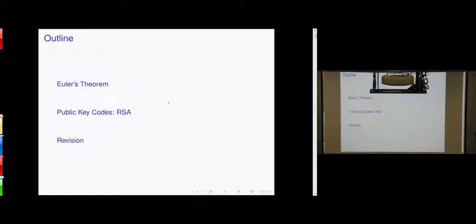After that, we'll do some kind of revision, which I will use last semester exam as examples. Okay, so let's first finish the proper lectures.